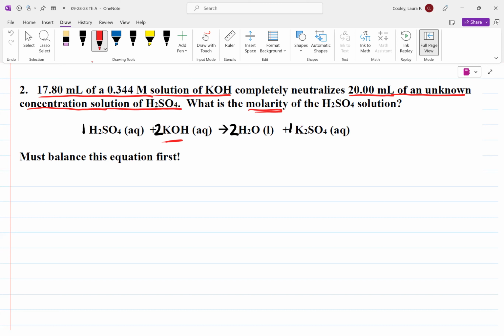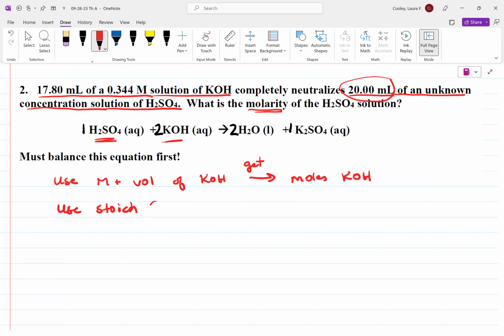So what you have to do is use the molarity and the volume of the KOH to get the moles of KOH. Now, when you know the moles of KOH, and that many moles completely react with the acid here, you're going to be able to figure out how many moles of H2SO4 were in that 20 milliliters, right? So the next thing you have to do is use the stoichiometric ratio, or the mole ratio, of H2SO4 to KOH to get the moles of H2SO4.